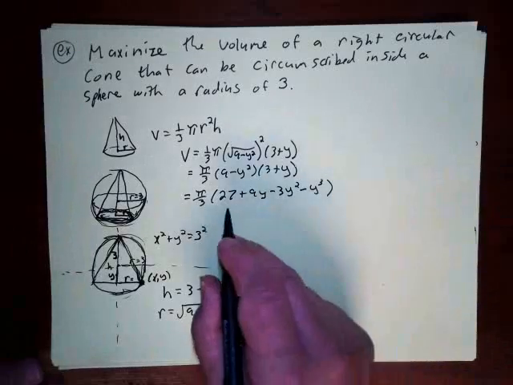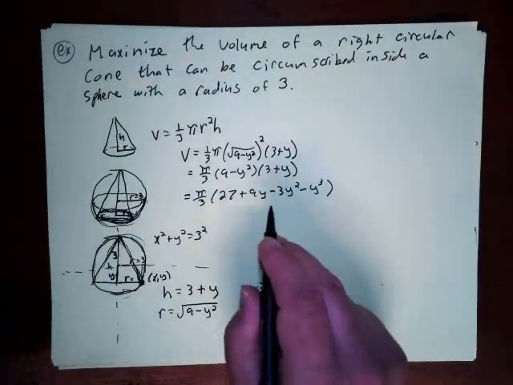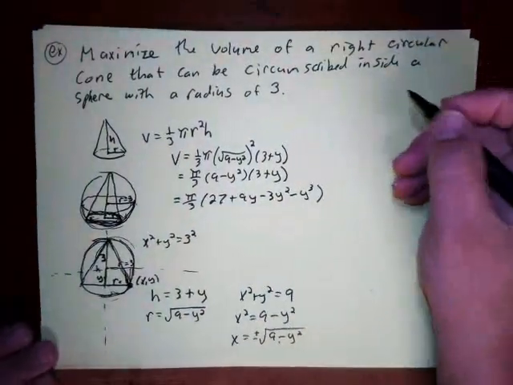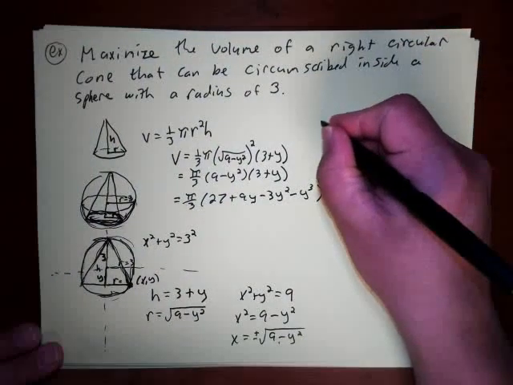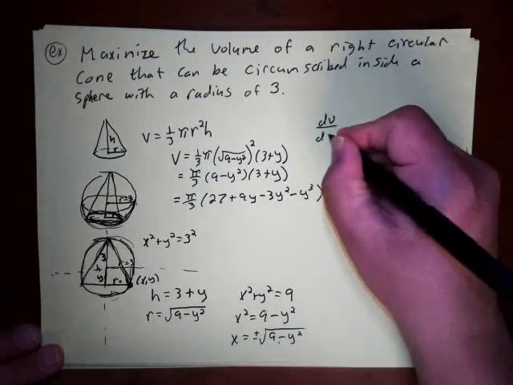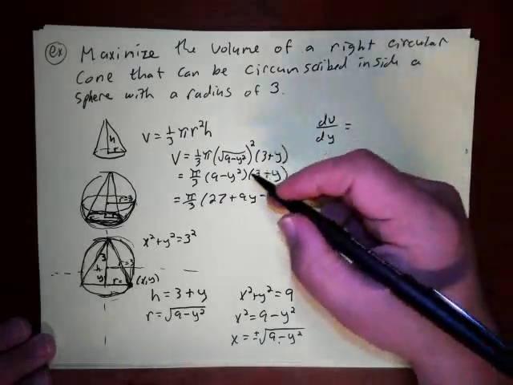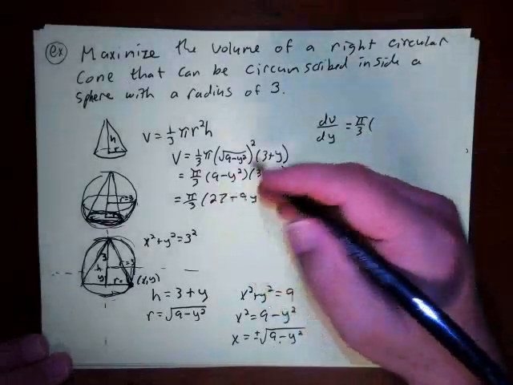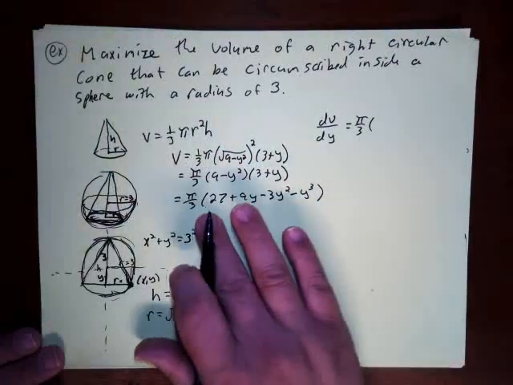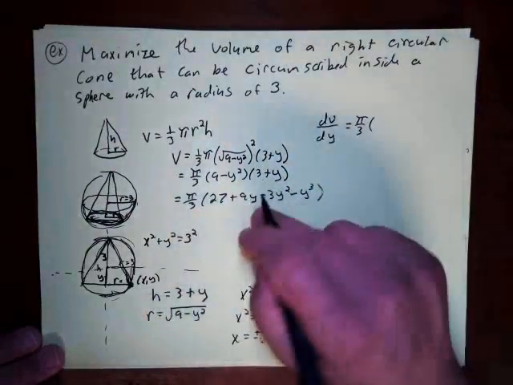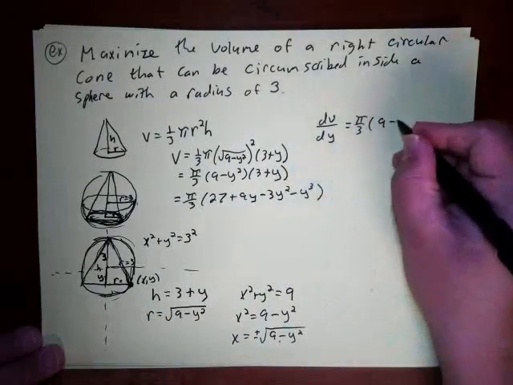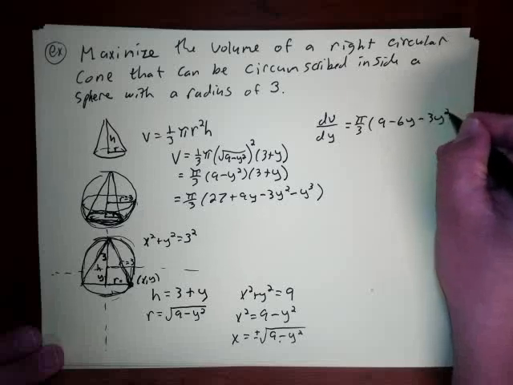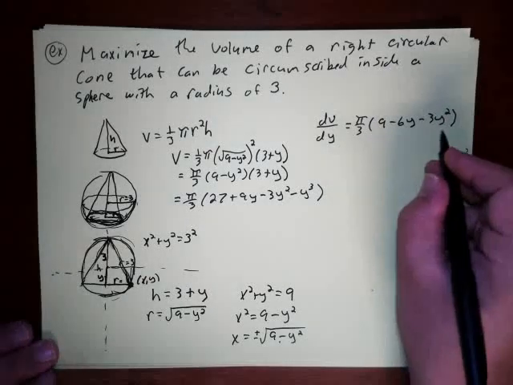And notice none of these combine. So we're just going to leave it like that, and I'm going to take the derivative of this whole thing. And hopefully it'll be something we can take the derivative of. So dV/dy. And I'll have the pi over 3, pulling out the constant multiple and taking the derivative of each term, so that'll just go away. This will just become 9. This will be minus 6y, and this will be minus 3y squared. And so I'm going to get this.